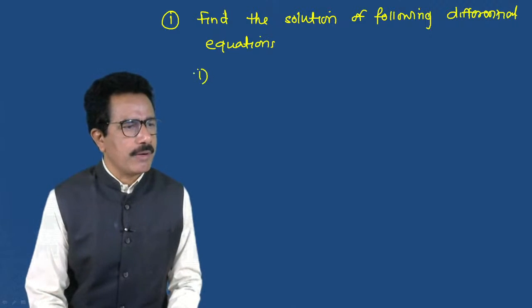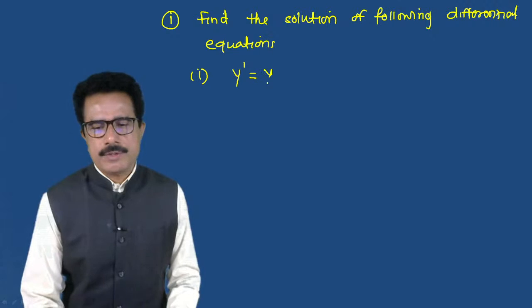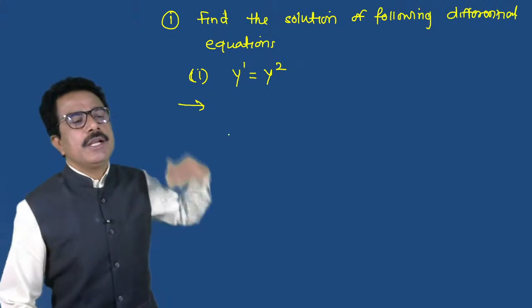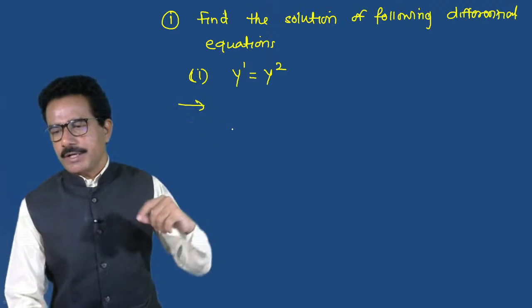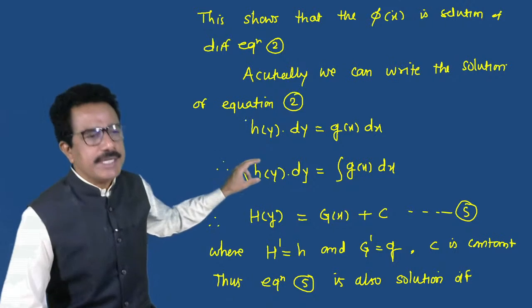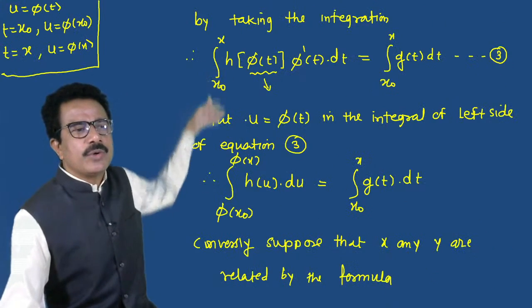The first problem: y dash equals y square. This is the first problem. Now our aim is to find out the solution of a differential equation. We have to solve each and every problem by using this theorem method. We don't go into the other method; this is only the proof.